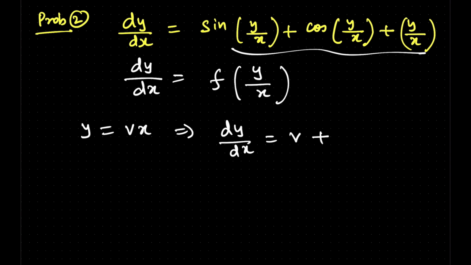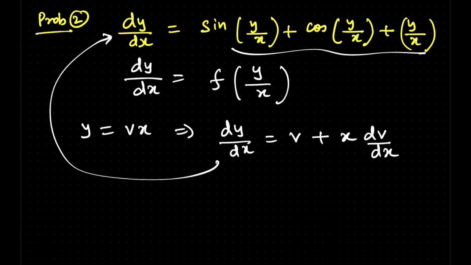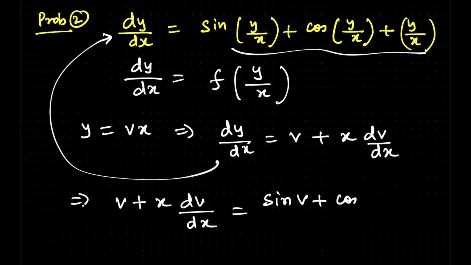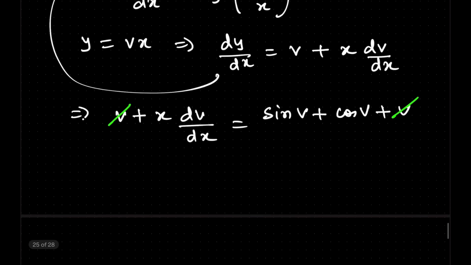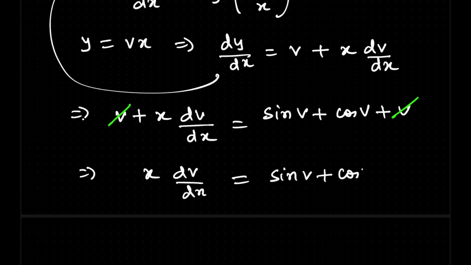We have seen that dy by dx will then become v plus x dv by dx. Now substituting it here, v plus x dv by dx is equal to, substituting y by x is equal to v, sin v plus cos v plus v. Here you can see that this v and this v will get cancelled, and further it simplifies to x dv by dx equals sin v plus cos v.